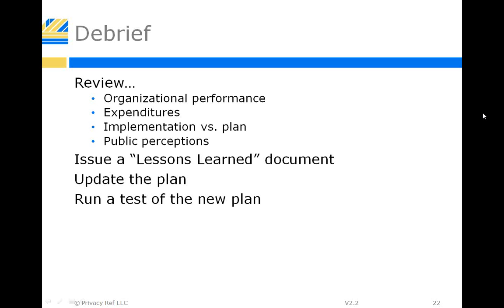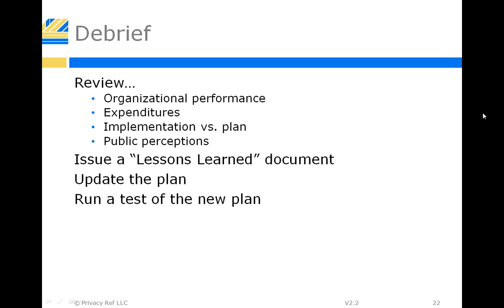You want to review your expenditures. Did you spend the money in the right way? Did you spend it efficiently? Were you prepared? Did you have a forensics team pre-contracted? Did you have a PR team pre-contracted to help you with this event? If not, you're probably going to pay a premium to get them on board, so you may want to pre-contract with them just in case something occurs.